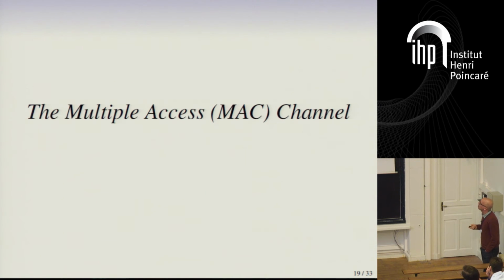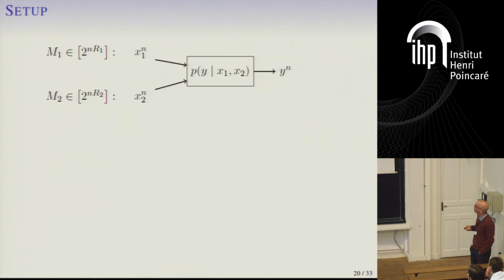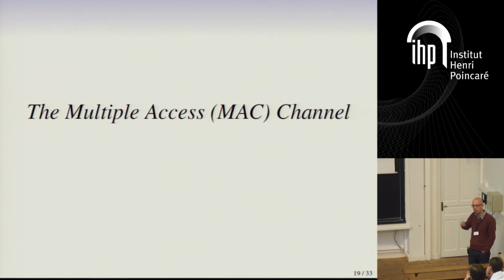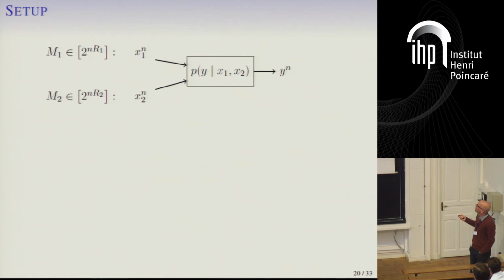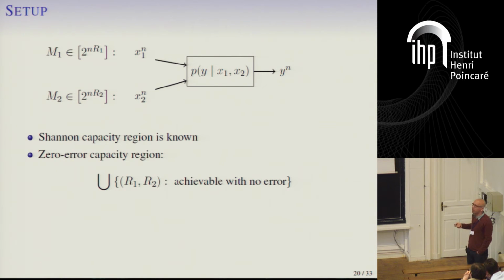All right, so let me move to the other channel model, the multiple access model. I'm going to call it MAC. I'm going to say MAC many times, so whoever is not familiar with this, this is the acronym. So here's the setup. It's a dual setup to what we had. Now we have two transmitters that cannot coordinate and one receiver, and they're connected over a channel P of Y given X1 and X2. Each transmitter has its own private message it would like to convey to the receiver. The Shannon capacity region of this setup is exactly known, but we're interested in the zero-error capacity region. So we're looking for all the rate pairs R1, R2 that are achievable without any error.